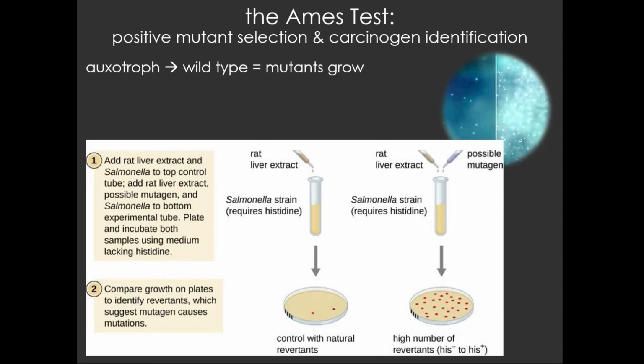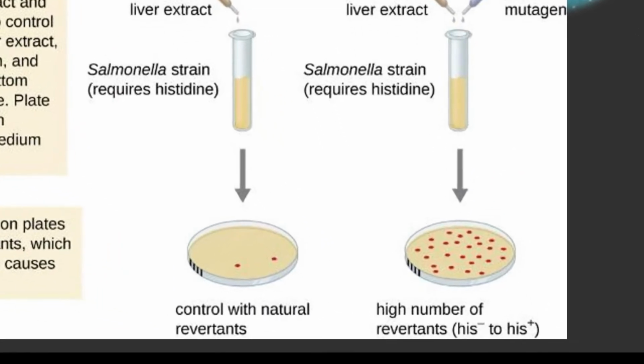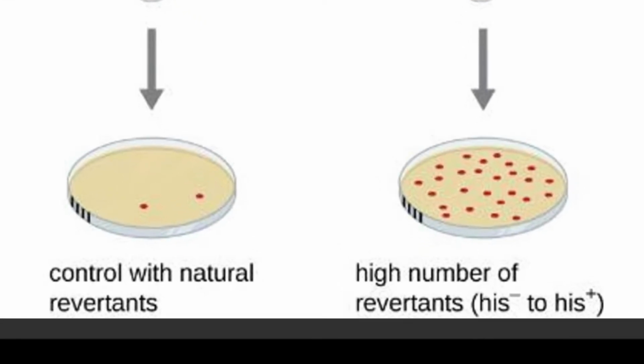And then you grow that onto a plate that lacks histidine. Now, because this organism cannot make its own histidine, it's a histidine-dependent auxotroph, it should not grow. But notice, you do get some spontaneous mutations, because of that spontaneous mutation rate. And so it's very important to do this control so that you can say, okay, well, that's a baseline spontaneous mutation. Is this molecule, this chemical, increasing the rate of mutation?